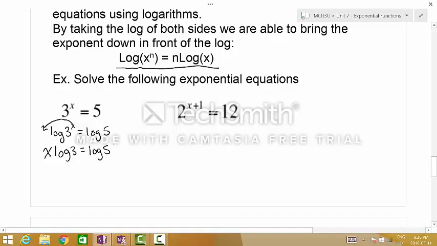Now log of 3 is just a normal number. If you put it in your calculator, you end up with a number, and what that means is we can work with it the same way we would work with any numbers. On the left-hand side, we have that x and the log 3 beside each other. What that means is that they are multiplied. So if we want to get x by itself, we're going to divide both sides by log 3.